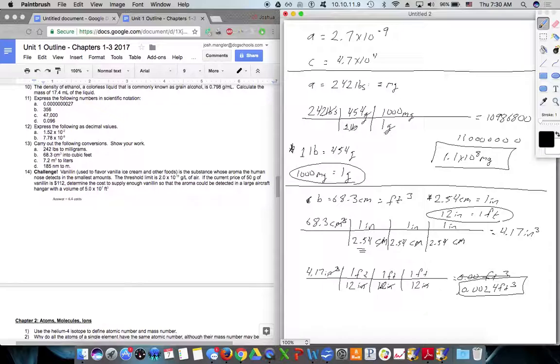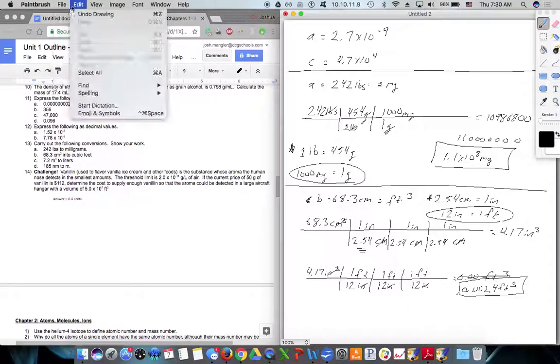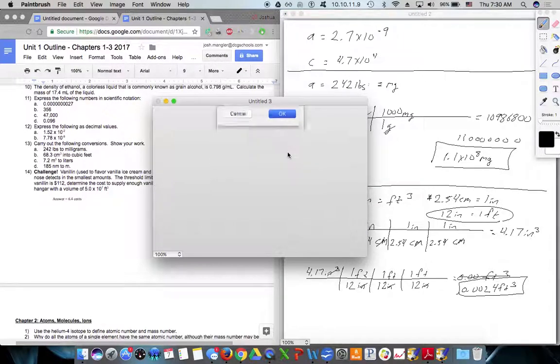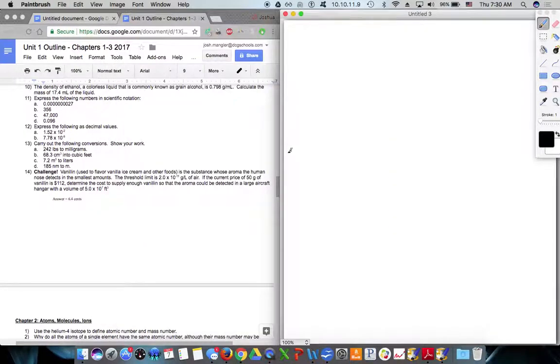All right, let's go on to the last one, the challenge one, and see where we're at on that guy. This will take a little bit of room. All right, vanillin. It is based on vanilla, and the aroma of it humans can detect at very small quantities, and that is 2.0 times 10 to the minus 11th grams per liter of air.